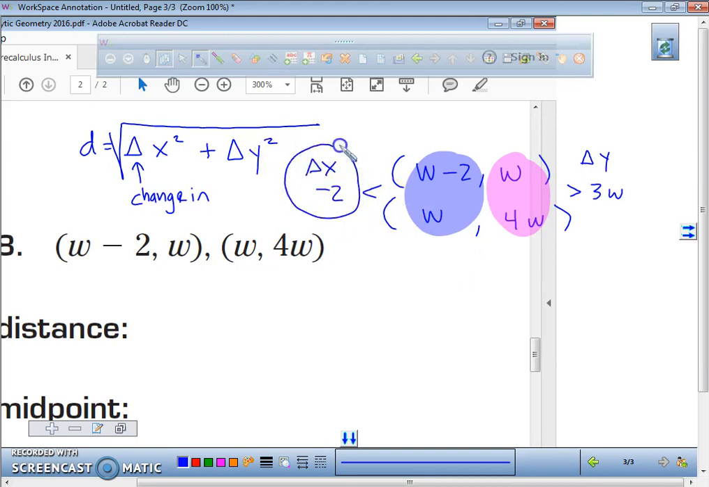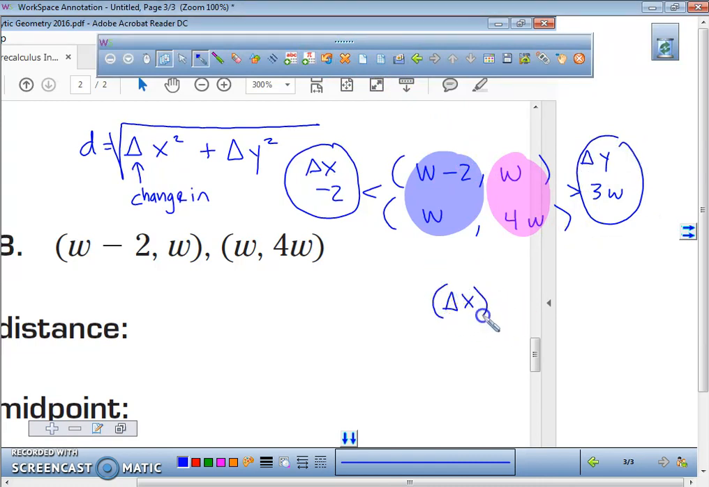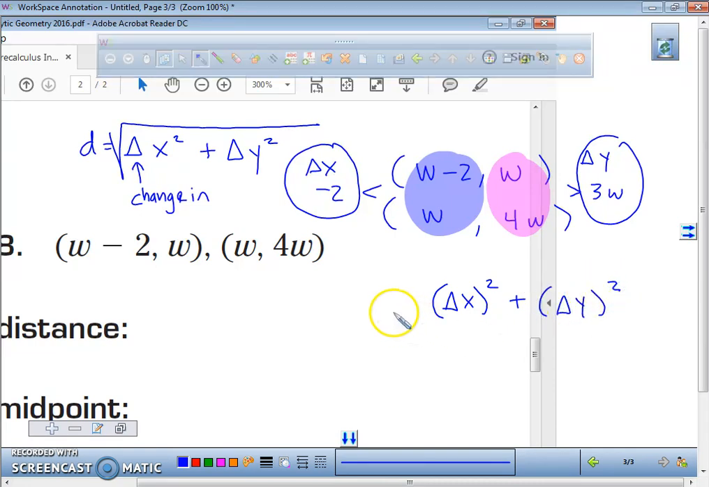So notice, what's my change in x? A negative 2. What's my change in y? A 3w. Don't worry, this is just saying a gap. That's just my way of denoting a difference between them. I know it looks like a greater than and less than symbol, but don't think of it that way. All right? So here's my gap. So what I want you to do, change in x, we're going to do the change in x squared plus the change in y squared, and then we're just going to take the square root of it, because that's what the distance is basically going to be equal to every single time.